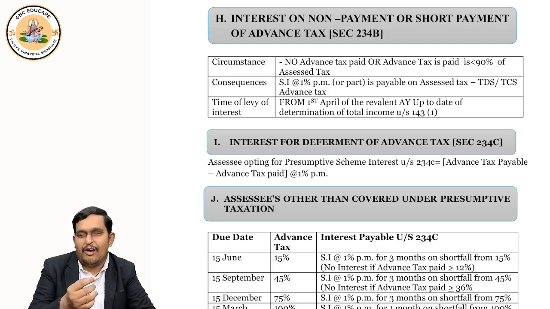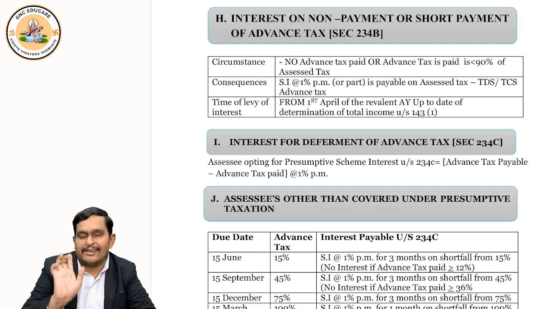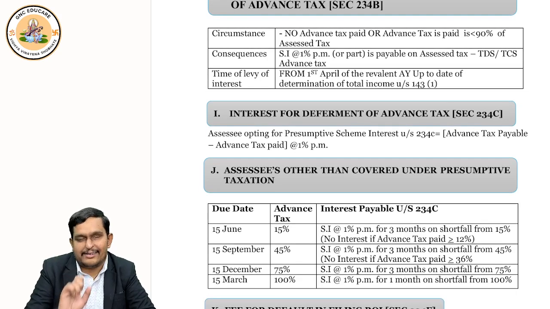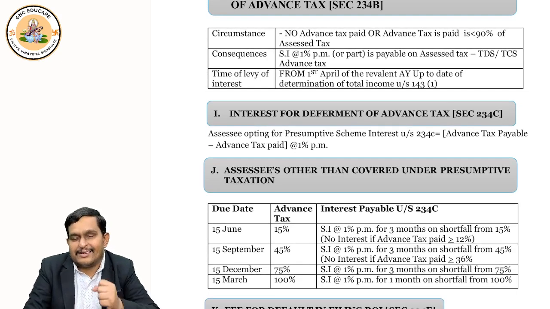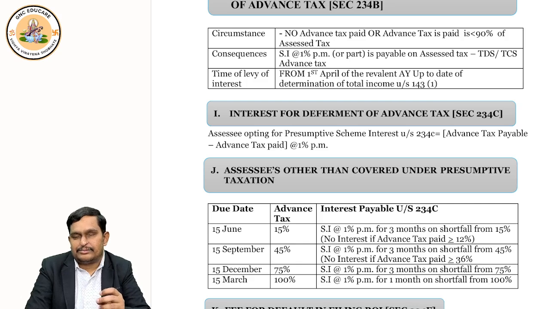That means now how many days are left here? 15th March to 31st March only left, correct? So 1% interest will be charged under 44AD, 44ADA if you did not pay advance tax. Or suppose you paid less, then what will they do? They will say advance tax actually liable to pay minus what you paid, the balance amount is there, and on that they will charge 1% for March month. That's it.